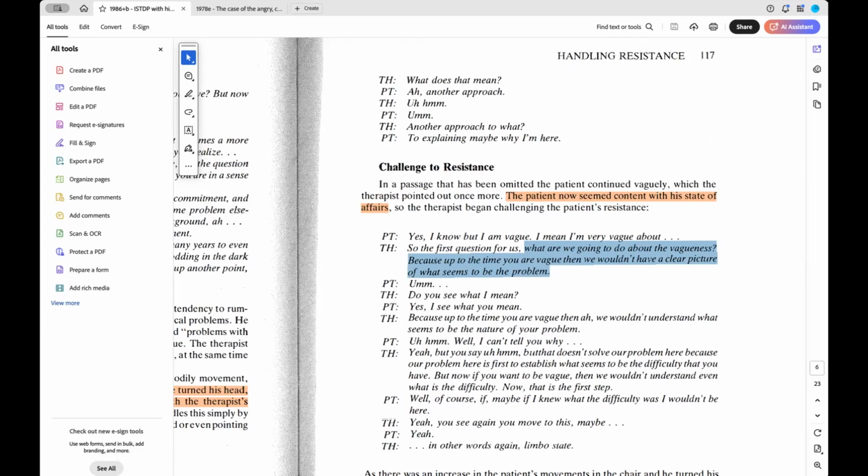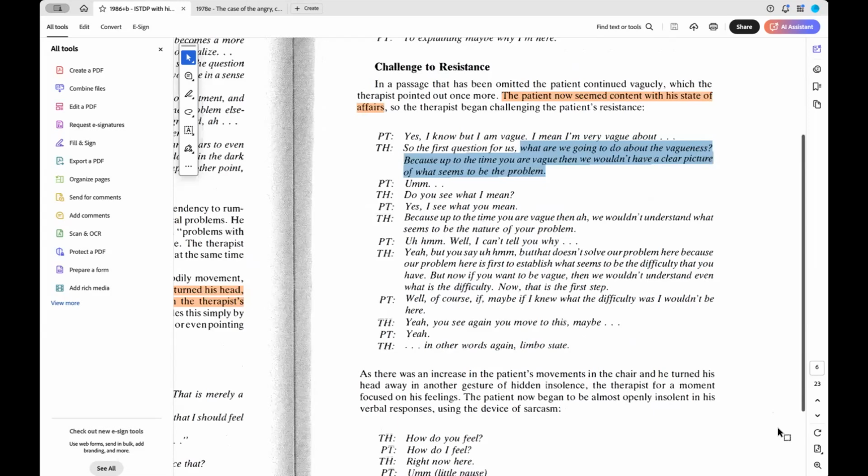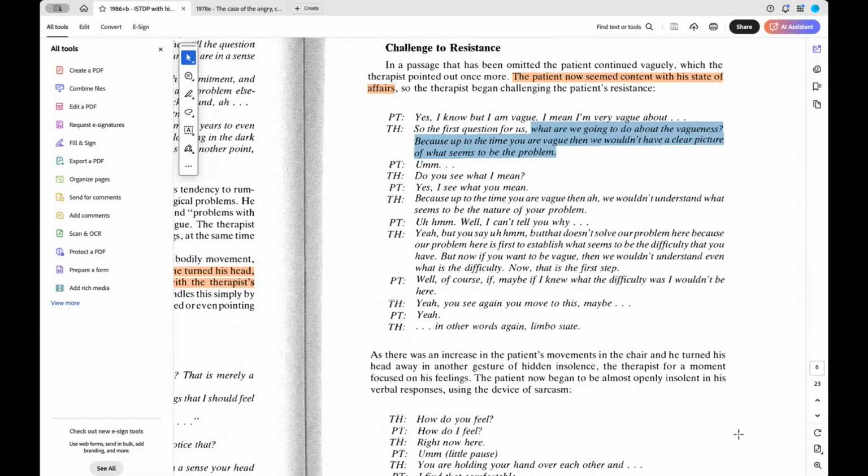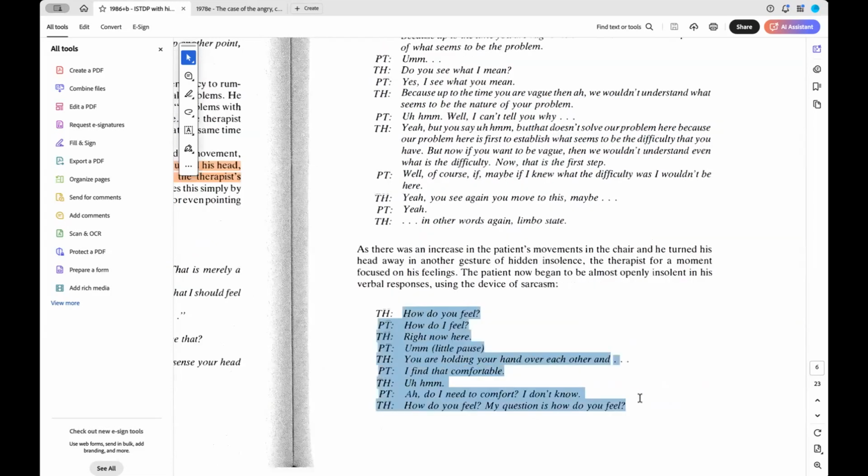Davanloo remarks that he focuses on feelings in response to the patient showing signs of increased physical movements, sudden sarcasm, and increased hidden insolence. This suggests that Davanloo believes that the flare-up of these patient behaviors is a result of underlying feelings increasing in intensity, warranting the question, "How do you feel right now here?" My question is, how do you feel here? This piece right here. Okay.